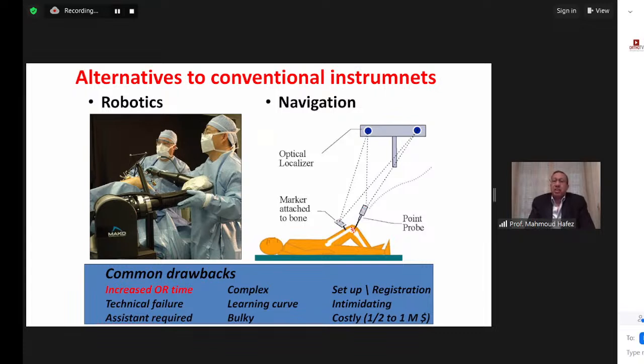Unfortunately, robotics and navigation, although I'm a fan of these and I believe that they have a great role in orthopedics, have many common drawbacks when we do bilateral knee replacement. As you can see, they are listed there, and they will really make the case difficult, even for a unilateral knee. Although the robot that I'm presenting there is an old one, and all the modern robots now are definitely much better, they still have all these common drawbacks.